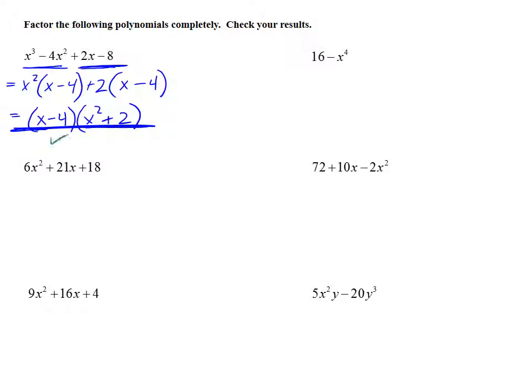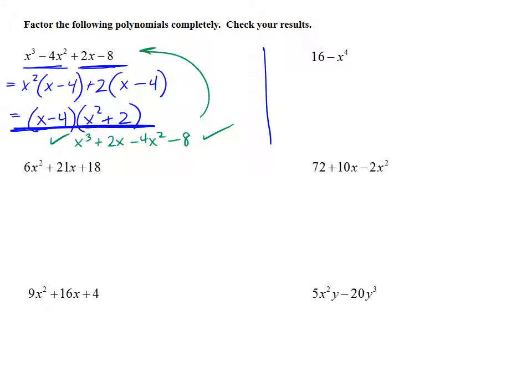To check it, just FOIL it out. X times x squared is x cubed, plus outside is 2x, inside is negative 4x squared, and the last term's a minus 8. Can't collect any like terms here, but if you compare them to the original, that's exactly what we started with, so that does check.